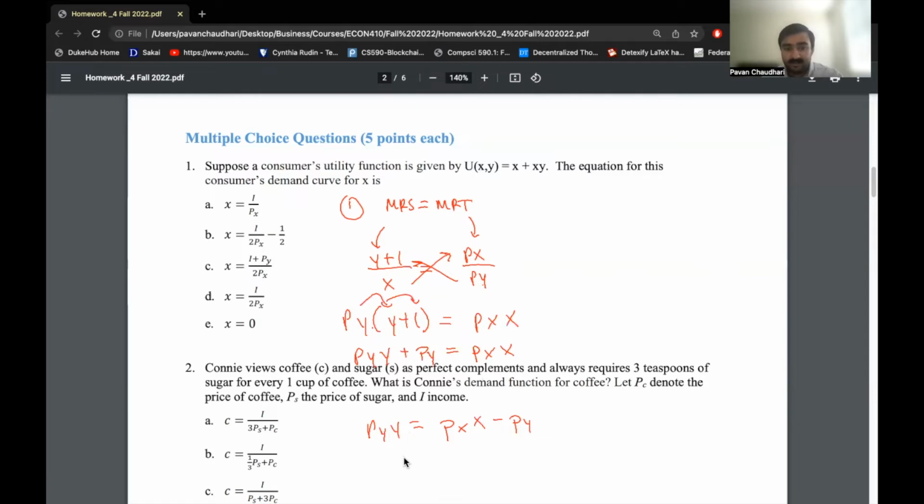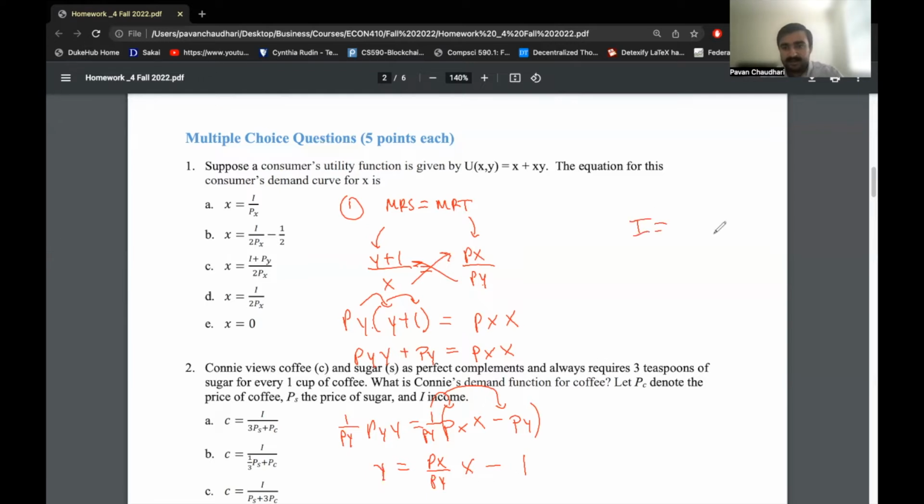And then we divide everything by PY. So we get y equals PX over PY times x minus, and PY over PY is just going to be 1. The way you do that is, again, you want to do 1 over PY on both sides and distribute this through. So this is going to be the first term, and this is going to be the second term. PY divided by PY is 1. Okay, so now you have a relationship of y related to x.